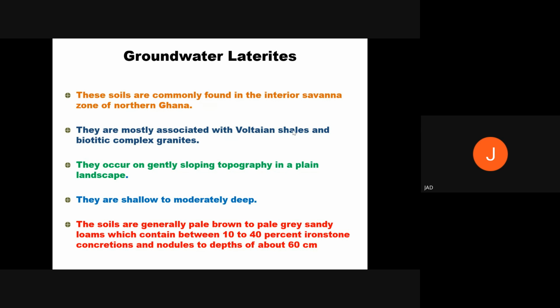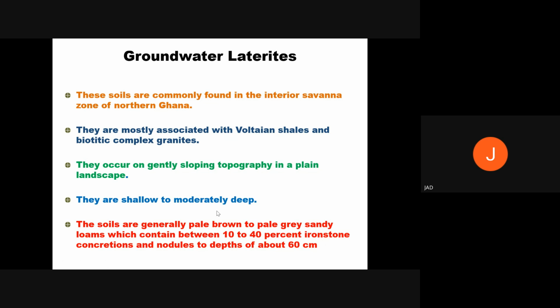So if you have iron concretions, it means that drainage is a problem. And nodules to a depth of about 60 centimeters. So because of this, we say the ironstone concretions, wherever you come across this type of characteristic, said soils are poorly drained.